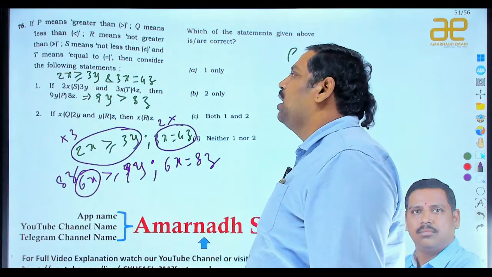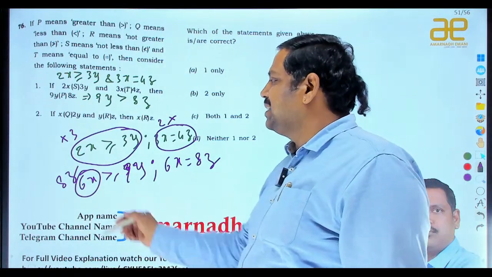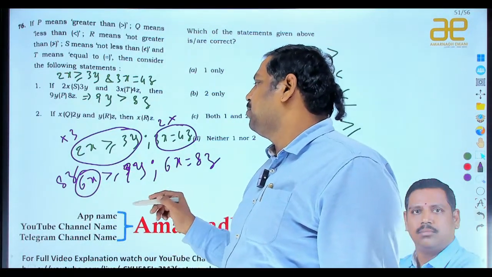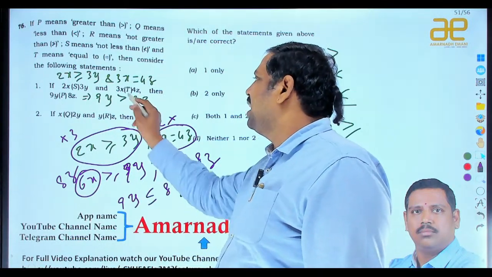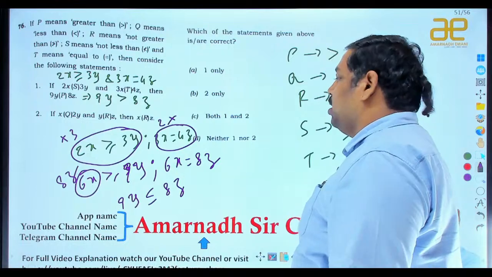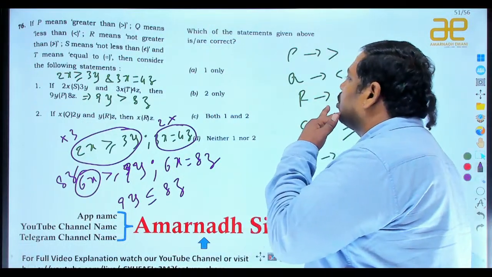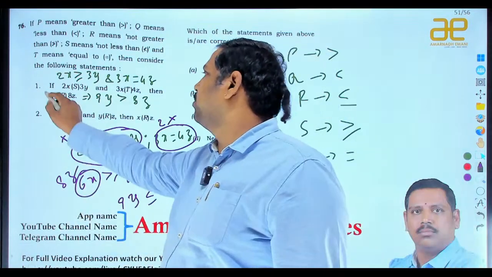8z is greater than or equal to 9y. Or if you take the reverse, 9y is less than or equal to 8z. He gave the same or a different one? A different one. So is the first one correct or wrong? The first one is wrong. Leave it.